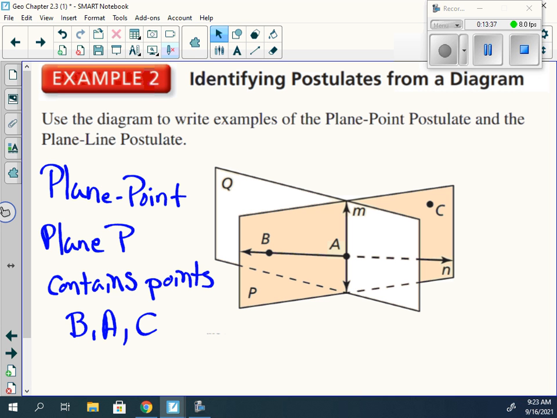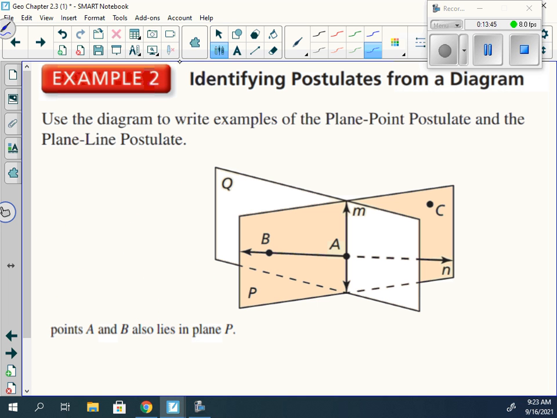Questions on the first part of this with the plane point postulate? Points A and B also lie on plane P. Okay, so they were just clarifying that. Plane line postulate states what? So we can use plane P or plane Q. Which one do we want to use? We're going to have to use plane P for this. Q doesn't quite work for one main reason. Because Q does have a line. It has line M, yes?